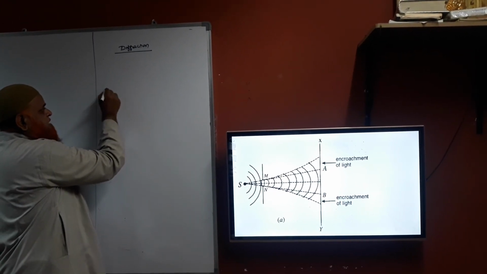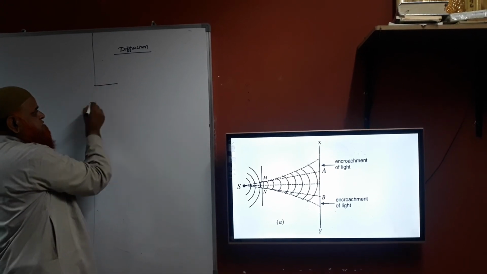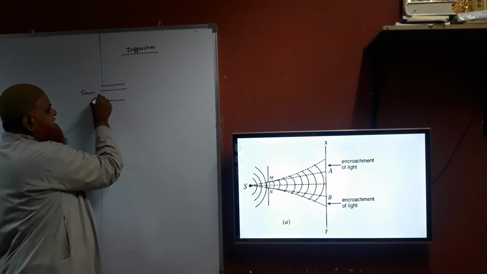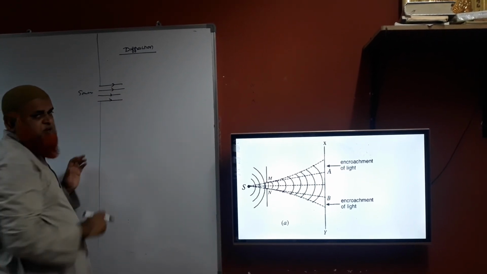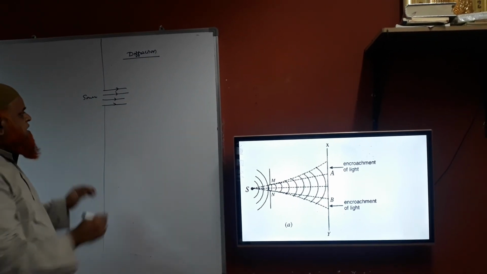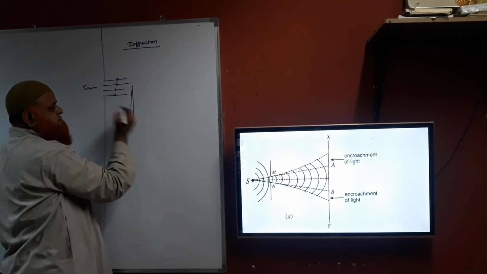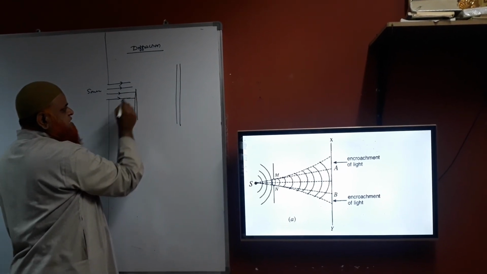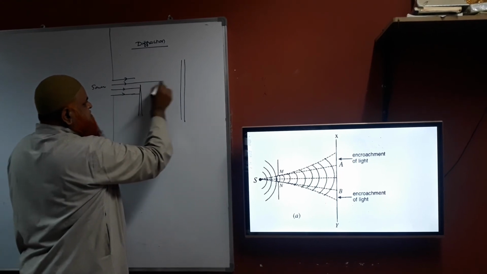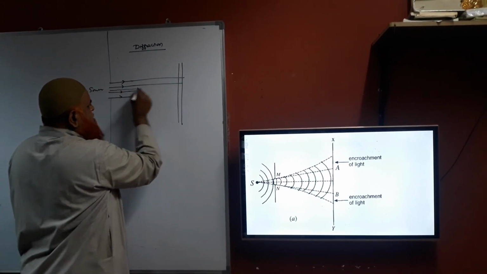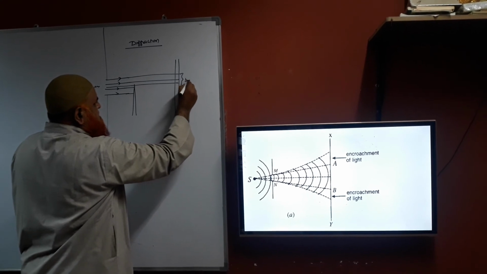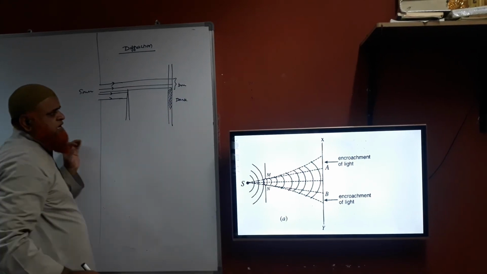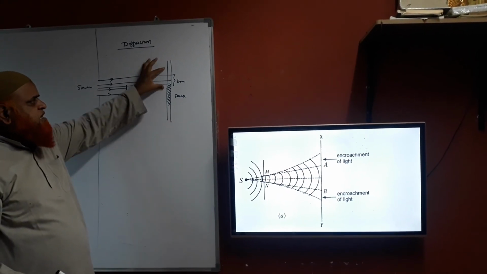For example, there is one source. You are taking any source here. From the source, light rays are moving forward, and you have kept an obstacle here, and there is a screen. You will think that the obstacle blocks the light, and only this part is bright and this part is going to be completely dark.